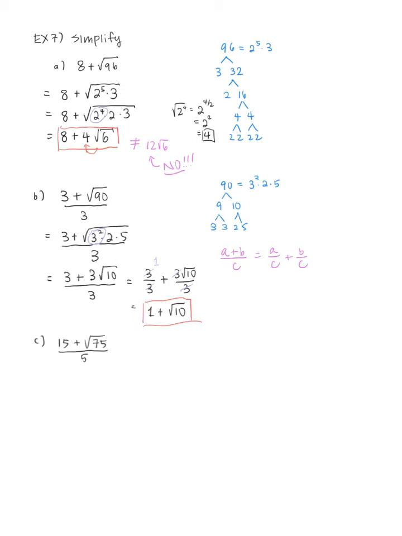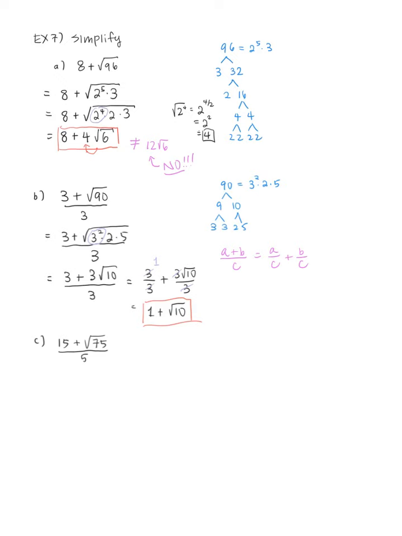All right, let's do another one. Part C, 15 plus square root of 75, whole thing divided by 5. All right, so pause the video and try this on your own and see if you can do this or not. And meanwhile, I'm going to work it.